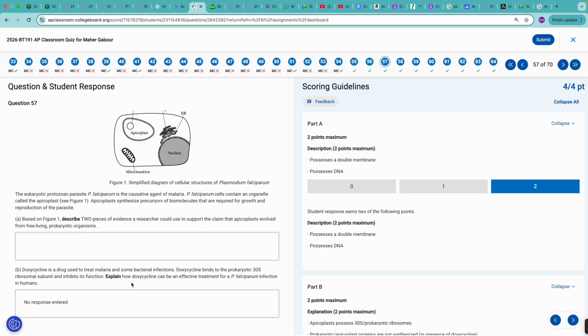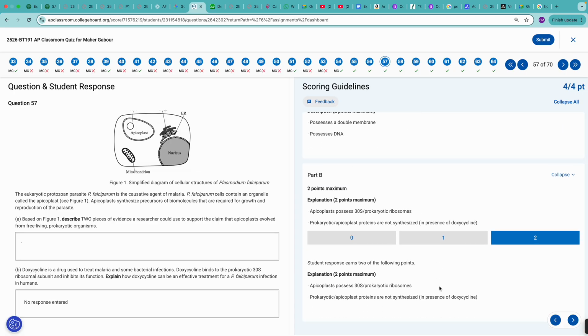Then doxycycline is a drug used to treat malaria and some bacterial infections. Doxycycline binds to the prokaryotic 30S ribosomal subunit and inhibits its function. Explain how doxycycline can be effective treatment for a P. falciparum infection in humans. So let me go down to the marking scheme.